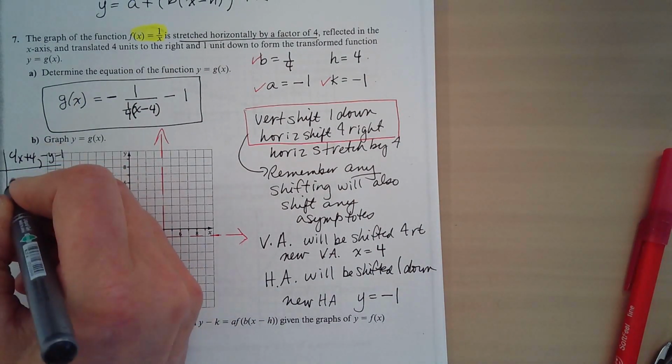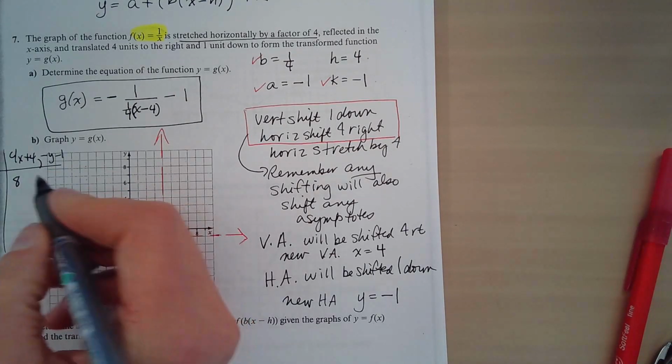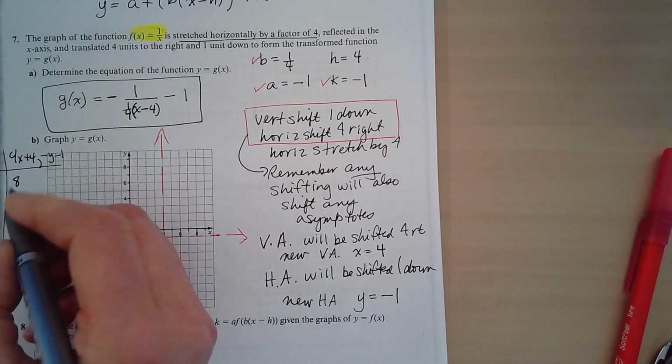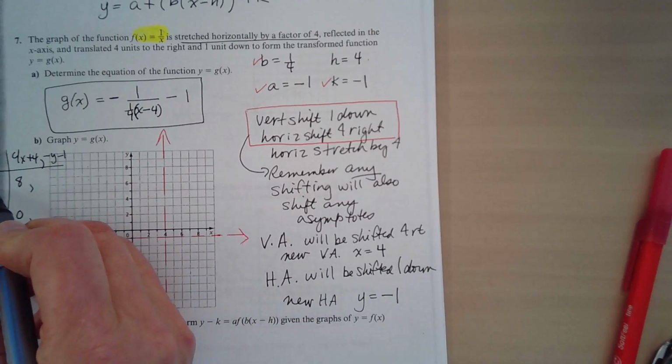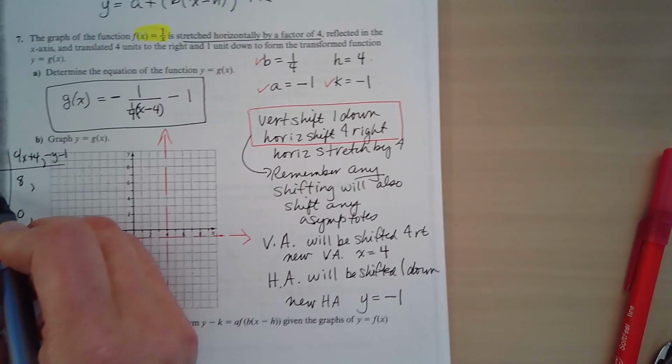So 4 plus 4, that'll be 8. And this one, -4 plus 4 gives me 0. Okay, and then this one, oops, sorry.